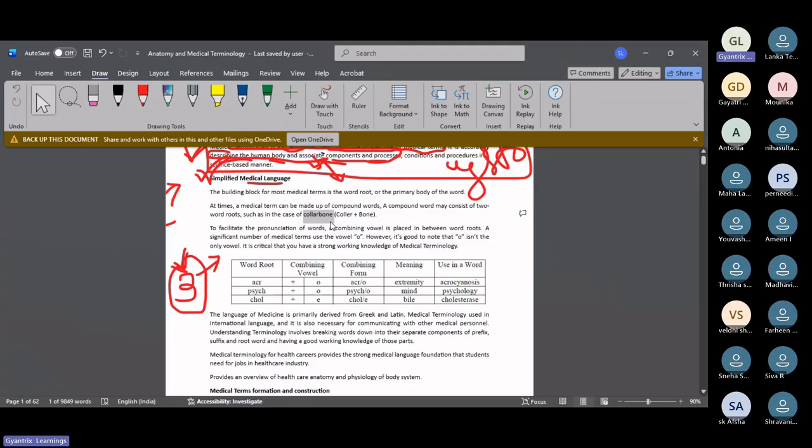So to identify this type of words, we have to learn the medical terminology.